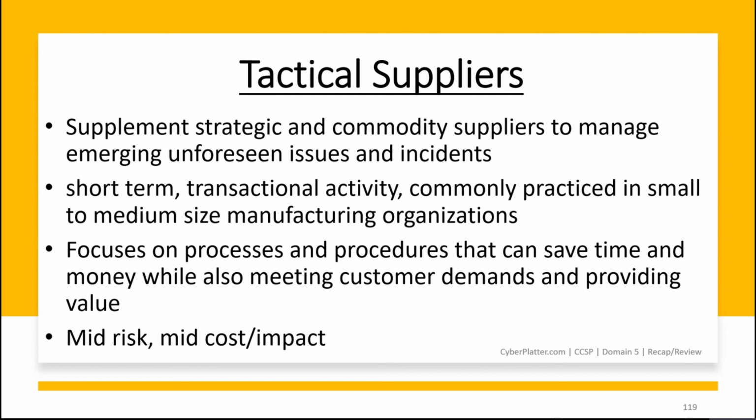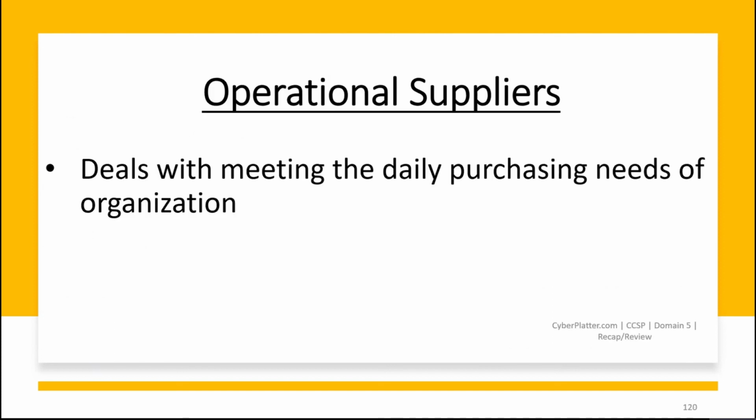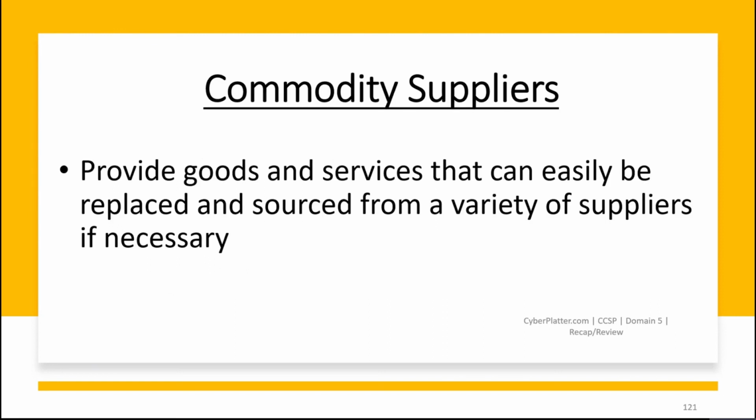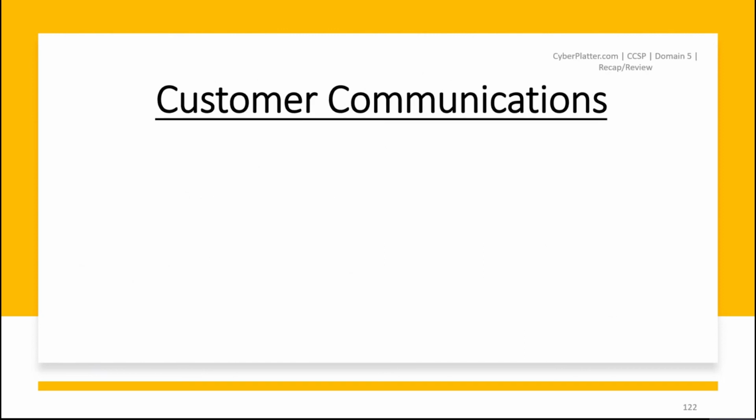Mid-risk, mid-cost or impact. Operational suppliers deal with meeting the daily purchasing needs of the organization. Low risk, mid to high cost or impact, or mid or high risk, low cost or impact. Commodity suppliers provide goods and services that can easily be replaced and sourced from a variety of suppliers if necessary. Low risk, low cost or impact.